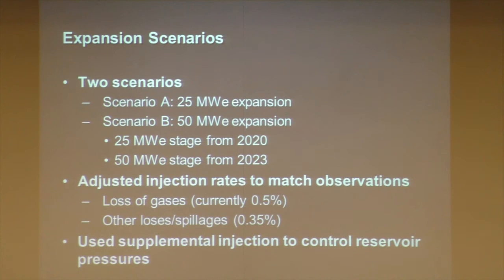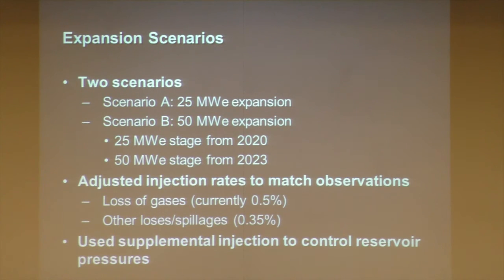So we use this model to assess the impact of some proposed scenarios. There were two scenarios that are considered, one with a 25 megawatt expansion and the second with a 50 megawatt expansion. With the 50 megawatt expansion, it's undertaken in two stages, with a first stage of 25 megawatts in 2020, and the second stage up to 50 megawatts in 2023. In order to run this scenario, we needed to estimate the amount of injection that was going to occur.